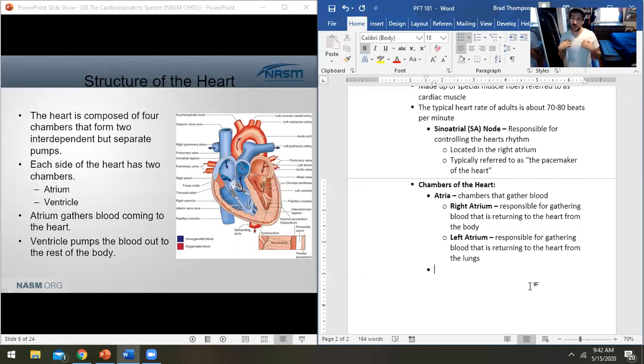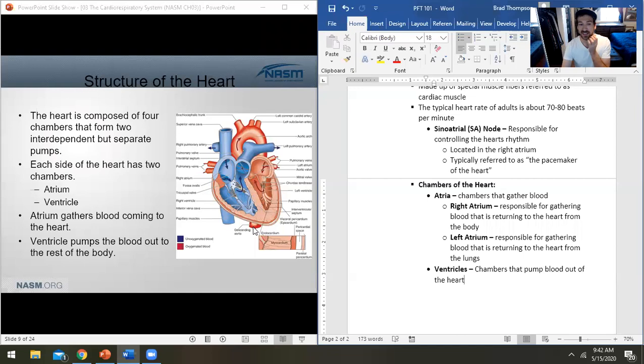So atriums, the top two, they're going to gather blood as it's returning back to the heart. And that blood's either coming from the body or coming from the lungs. Then you've got your ventricles, right? These are chambers that pump blood out of the heart. So this is the real muscular part, right? See this really muscular section down here? Those are your ventricles, right? And you can see there's a whole bunch of tissue. That's all the cardiac muscle.